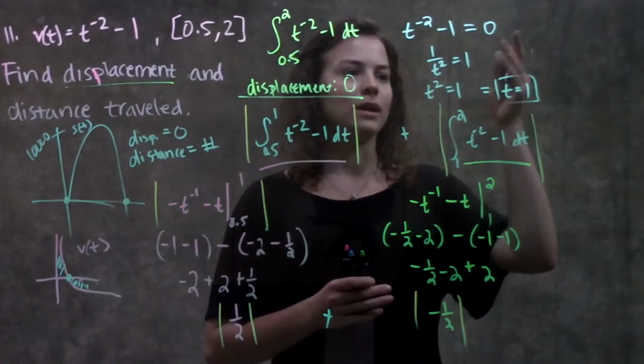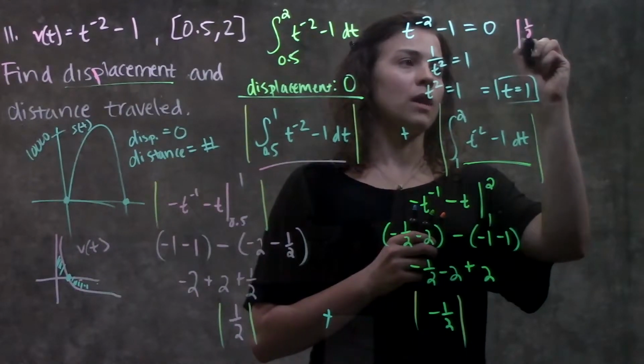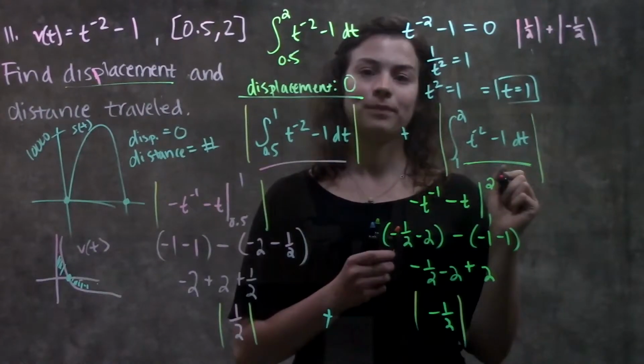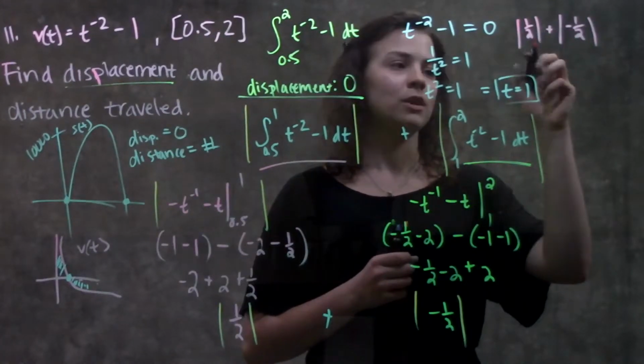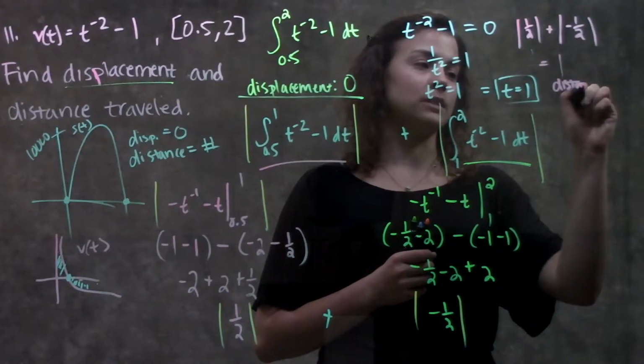So now I'm going to move up here so I have more room. Now I have the absolute value of 1/2 plus the absolute value of negative 1/2. So this just becomes 1/2 plus positive 1/2, which equals 1. And this is my total distance traveled.